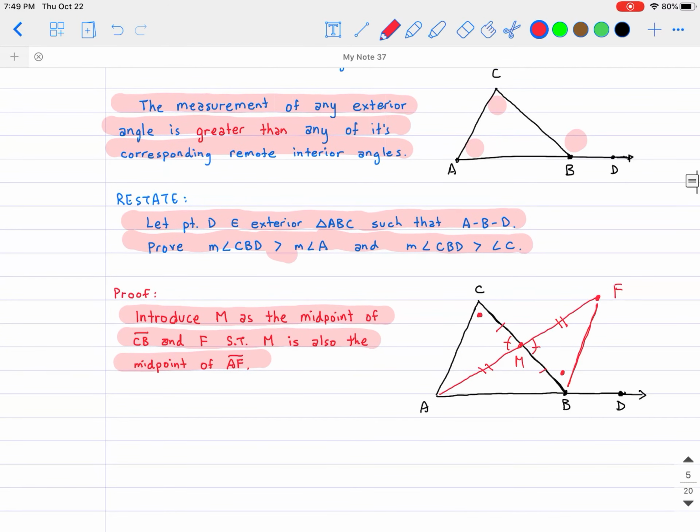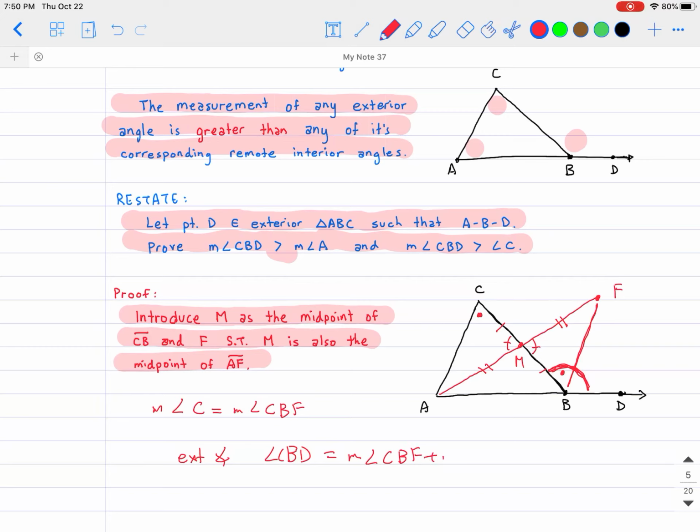So that means by corresponding parts, this angle C is equal to this angle CBF. Okay, so let me go ahead and write that down. Angle C is going to be equal to the measurement of CBF. You're wondering, what's so special about that? Well, look at CBF. That angle right there is a piece of the exterior angle that we're looking at, right?